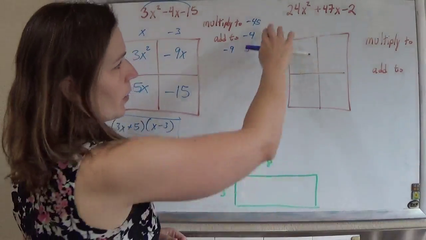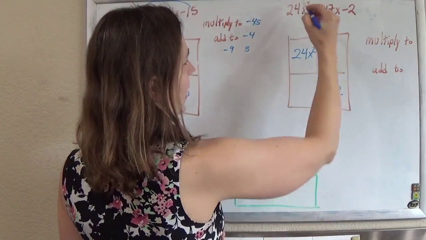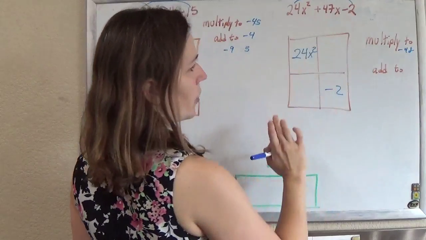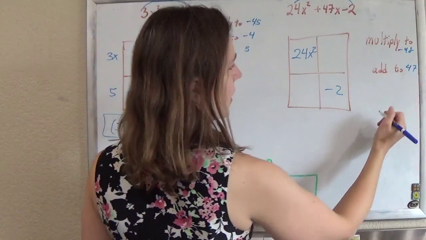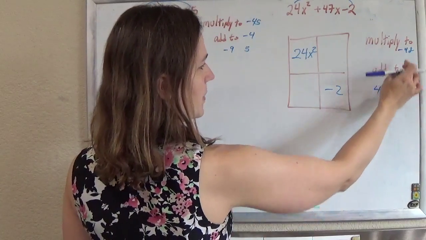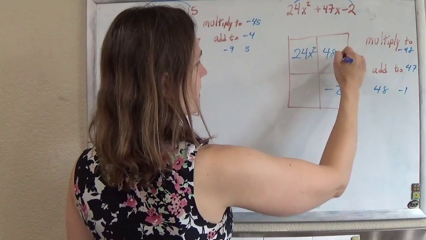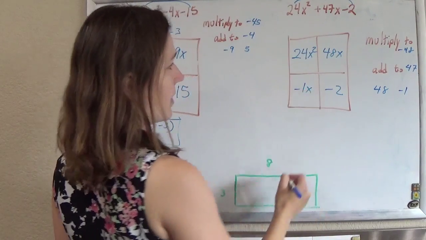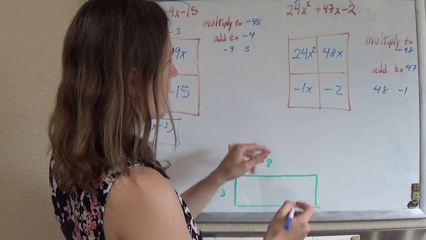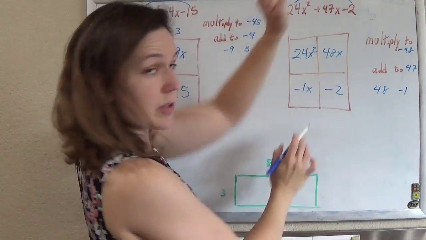Let's do it again. So this guy here, I'm going to put the 24x squared here, and the minus 2 down here. And now I'm looking for things that multiply to make 24 times negative 2, so multiplies to make negative 48, and adds to 47. So I'm thinking maybe a 48 and a negative 1, because 48 times negative 1 is negative 48. 48 plus negative 1 is 47. So I'm going to put the 48x here and the minus 1x there, and that will do. Doesn't matter what order I put those in, either way will work. And you can check 24x squared, 48x minus x, it gives me 47x, and there's my minus 2.